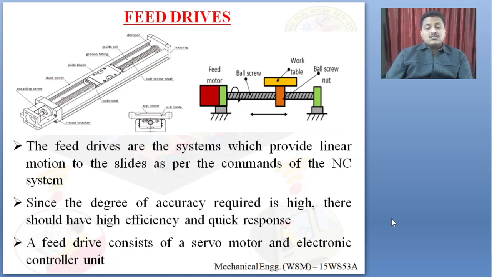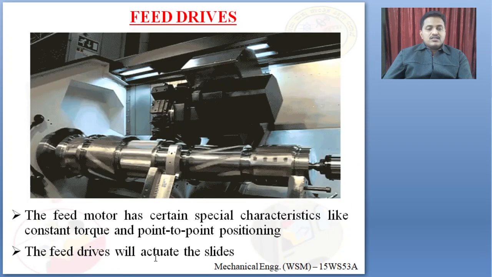So these servo motors have an electronic control unit. The electronic control unit is one which converts the programming language into machine language, so the machine can understand in a better way. So this is one kind of application. Feed motors have certain special characteristics like constant torque and point-to-point positioning. Constant torque is very important. The speed is constant and with point-to-point positioning, it is going to maintain exactly the required position.